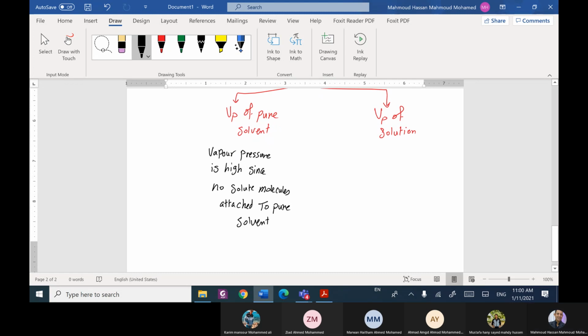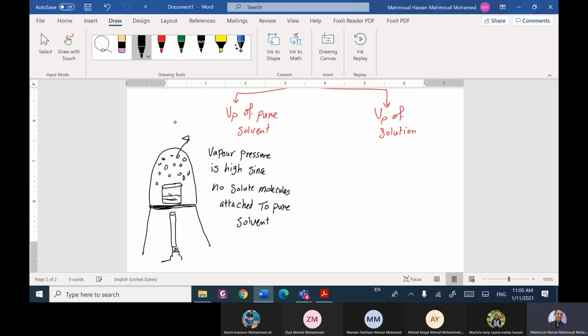For the same experiment, we bring the closed container and put a beaker inside it. This beaker only contains pure solvent, distilled water. And by the boiling process taking place, we'll find all the container is full with the vapor. And we'll find the pressure of the vapor over the liquid surface is very high.